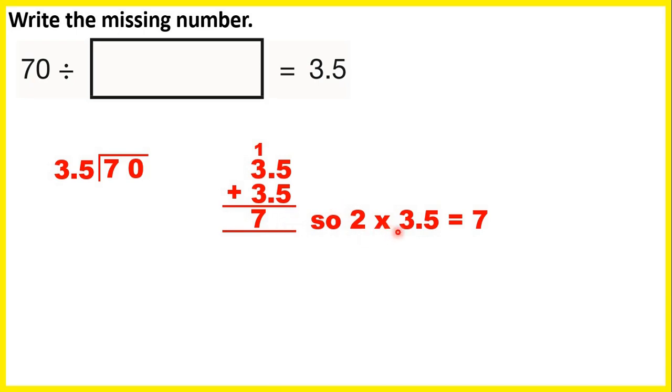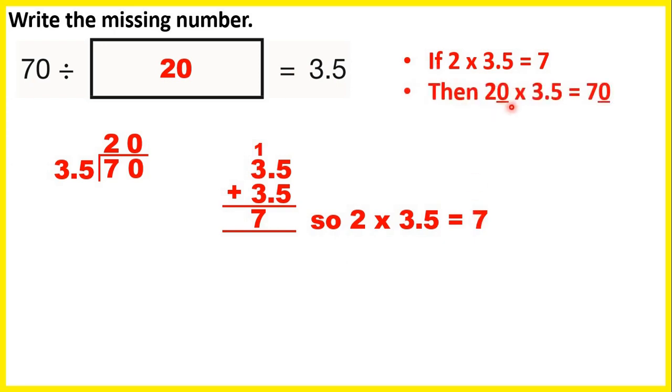So because 2 times 3.5 is 7, that means 7 divided by 3.5 is 2. And then 0 divided by 3.5 is of course 0, so our missing number is 20. 70 divided by 20 is 3.5. So if we know that 2 times 3.5 is 7, then we know that 20 times 3.5 must be 70, because if we have an end zero in a multiplication question, we need an end zero in our answer.